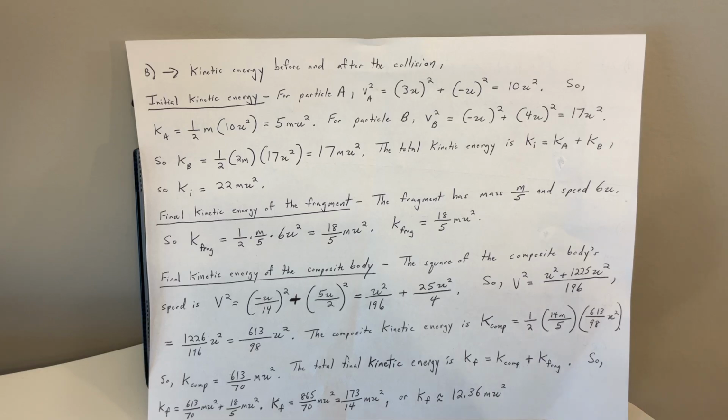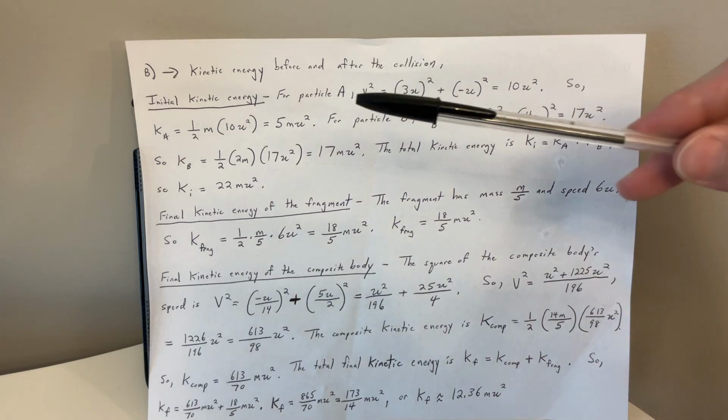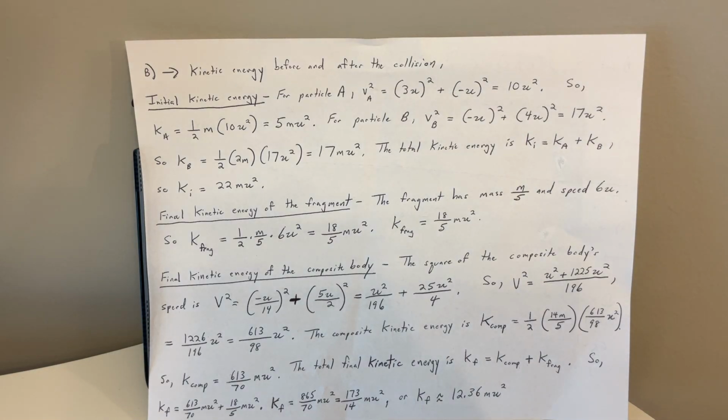So for this component, the initial kinetic energy here for particle A, V sub A squared equals (3u) squared plus (negative u) squared. So that's going to yield 10u squared. And so K sub A is going to equal 1/2 m times the quantity 10u squared. That's going to equal 5mu squared.